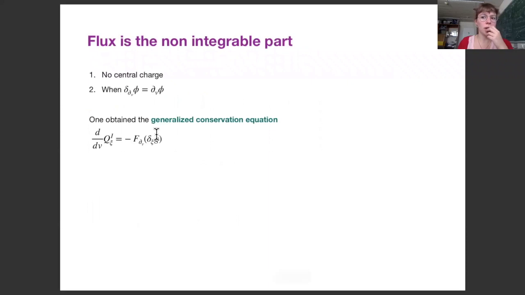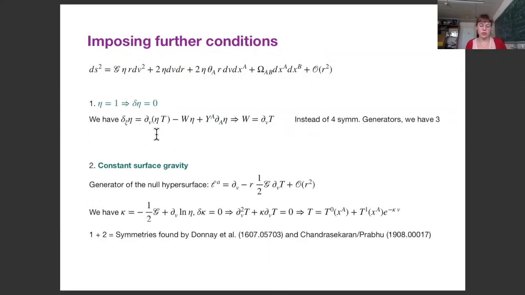And just before going to the conclusion, I want to give you a flavor of why when you impose further conditions, you lose symmetries, and also to make a connection with previous work that has been done in the literature on near horizon conditions. So that was the metric element we start with. For example, if you ask that this eta, instead of being an arbitrary function of v and the angles, be 1, it means that you ask that the variation of that over the phase space be always 0. So that was its transformation law.